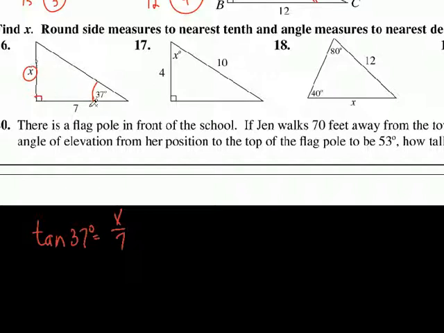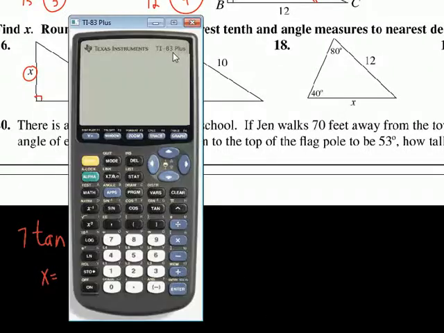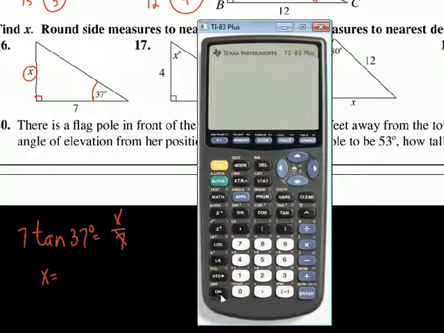I think it's better to use the tangent. So multiply both sides by 7, and then let's plug that in. We got some time, so I'll put them in the calculator here. Let's get rid of all that mess. All right, 7 tangent of 37. So 7 tangent 37, and that's that.